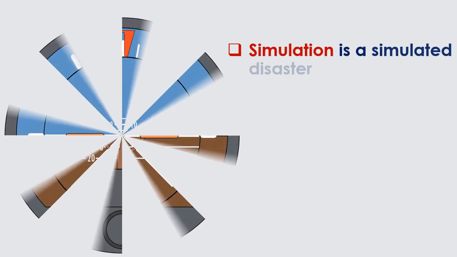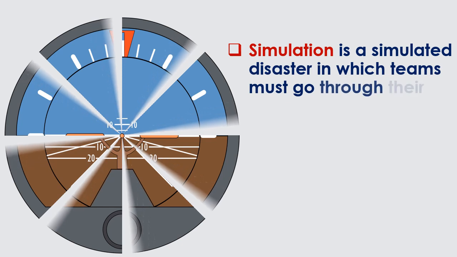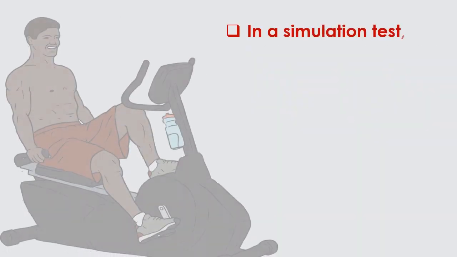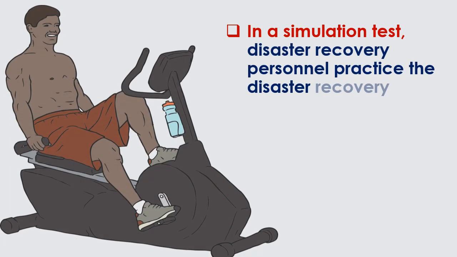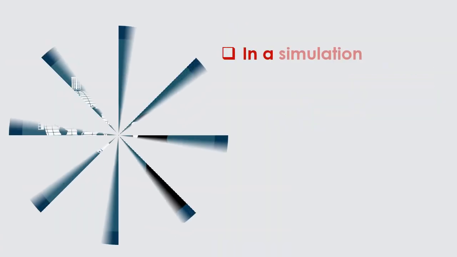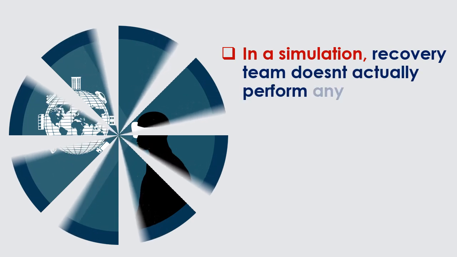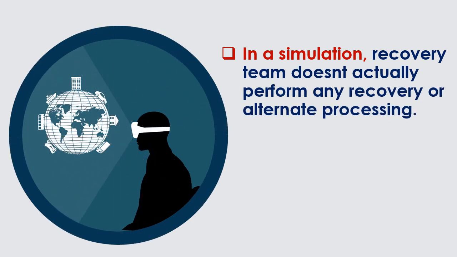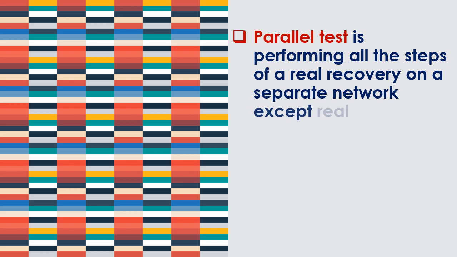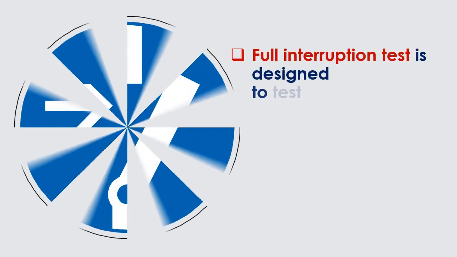Simulation is a simulated disaster in which teams must go through their documented recovery plans. In a simulation test, disaster recovery personnel practice the disaster recovery plan, DRP, in a role-playing scenario. In a simulation, the recovery team doesn't actually perform any recovery or alternate processing. Parallel test is performing all the steps of a real recovery on a separate network, except the real, live environment. Full interruption test is designed to test the plan in a live scenario.